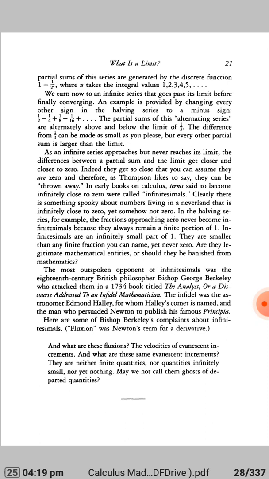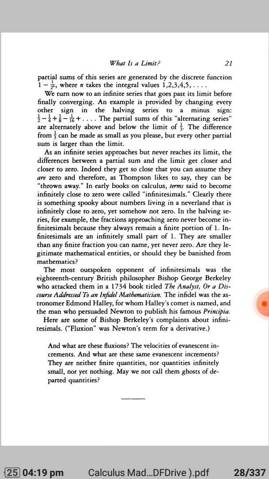The most outspoken opponent of infinitesimals was the 18th century British philosopher Bishop George Berkeley, who attacked them in a 1734 book titled The Analyst, or a Discourse Addressed to an Infidel Mathematician. The infidel was the astronomer Edmund Halley, for whom Halley's comet is named, and the man who persuaded Newton to publish his famous Principia. Here are some of Bishop Berkeley's complaints about infinitesimals. Fluxion was Newton's term for a derivative.